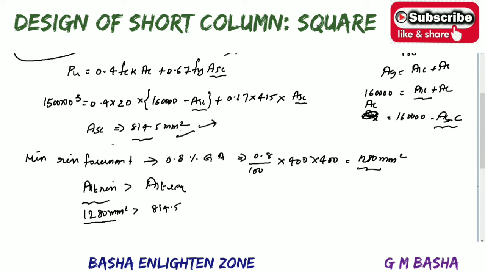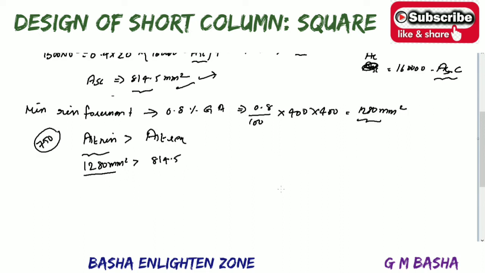For example, if your minimum reinforcement is around 750, then at that time you can provide reinforcement for this 814 only. But here the minimum reinforcement is 1280, so definitely we have to provide the minimum reinforcement for that particular column. Okay, and there is a limit for maximum reinforcement also, which is 6% of the gross cross sectional area.